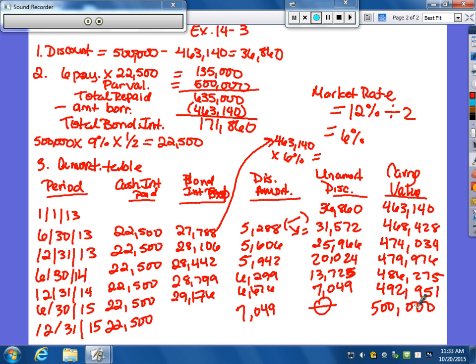Adjust it to 29,000, or better yet, do this. Add 7,049 plus 22,500 and tell me what you get. 29,549. That's it. I'm going to put a star here because we adjusted this just so we could get to a 500,000 solution. If we didn't care about getting back to par value, you could have put the 29,577.